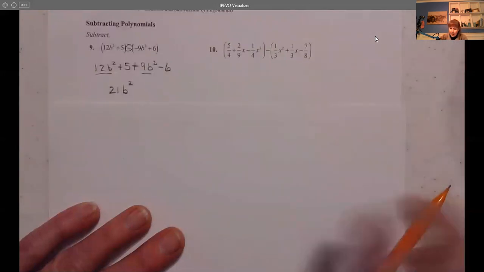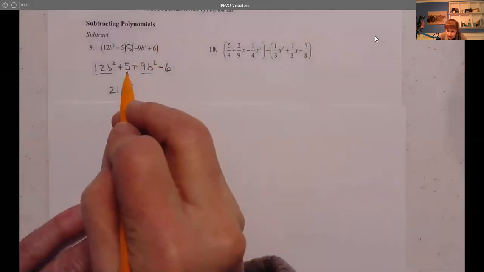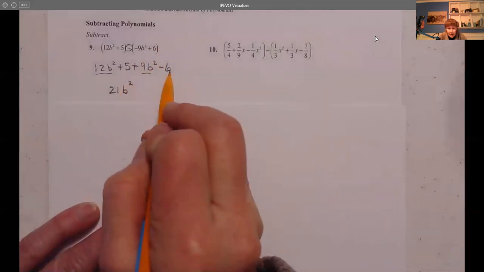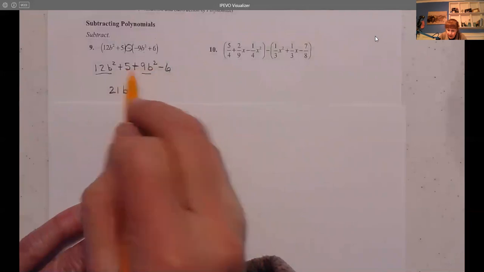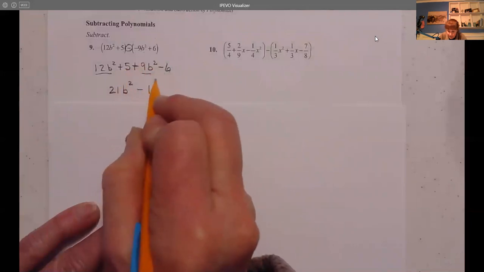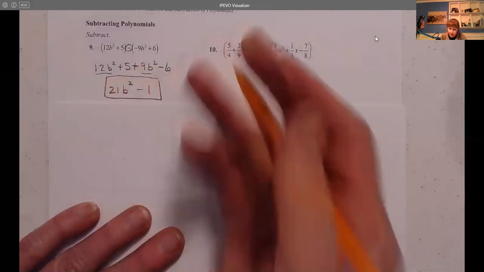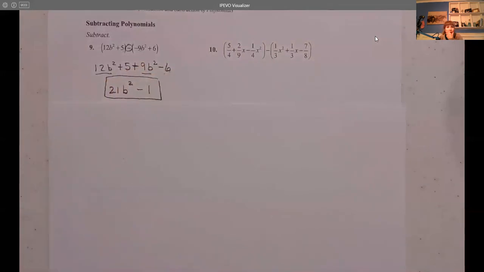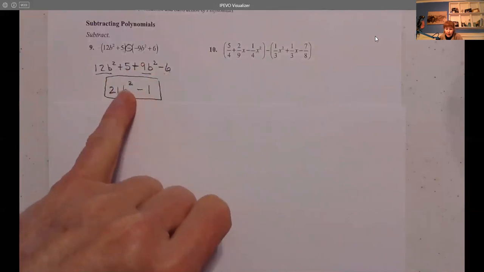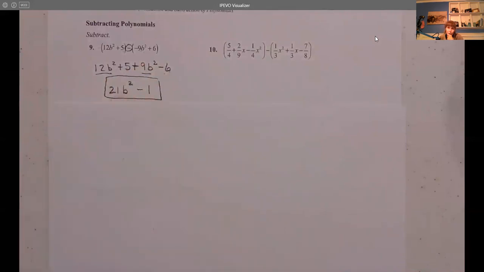So now what we're going to do is we'll look at the 5 and the -6 and combine those. And that gives us a -1. And that's your answer. Okay, you ended up with a binomial. Already you have a coefficient of 21 and -1. And the degree is 2.